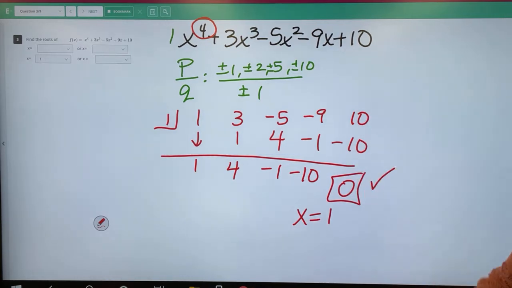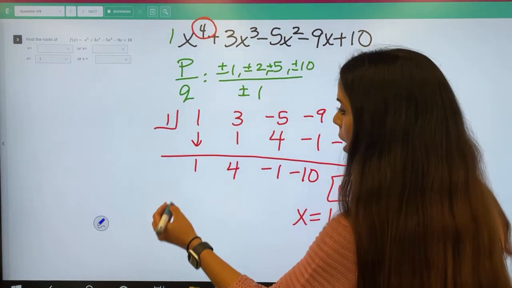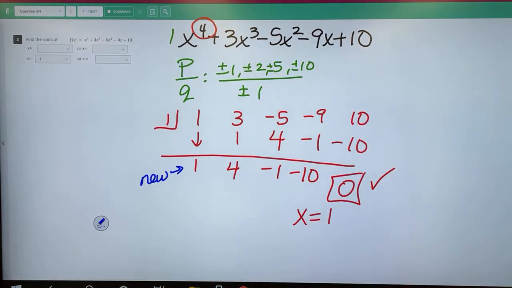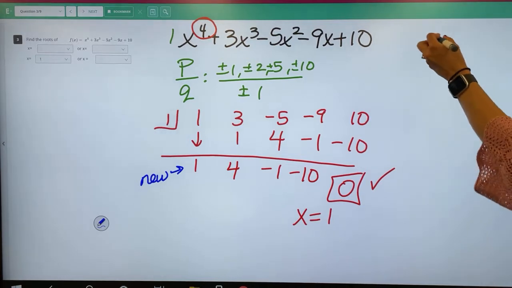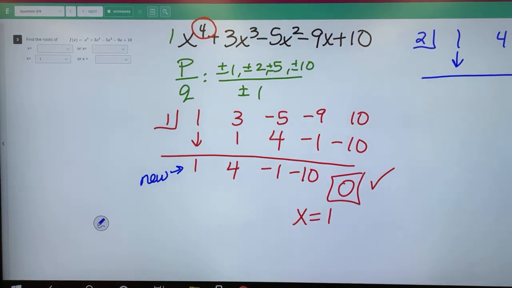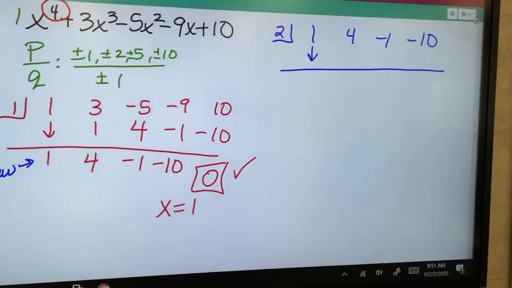So now I'm going to use synthetic division again and try to find the next one. But now we have to use the new coefficients, the new numbers. All right? So I'll do it over here. And let's just try a positive 2. Okay, so 1, 4, -1, -10. Okay, and start the synthetic division. Can you guys see over there? Nope, let me turn it.